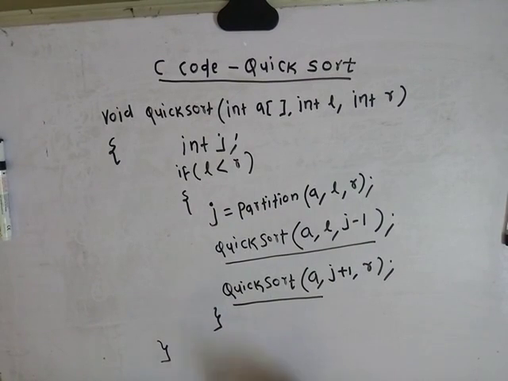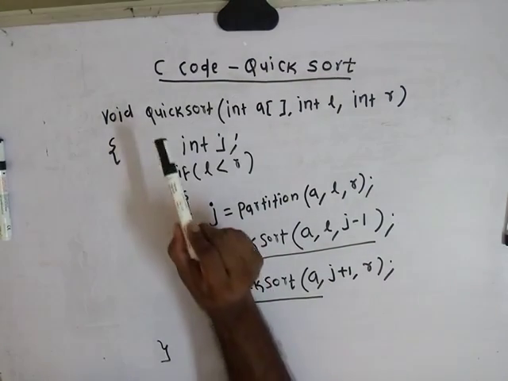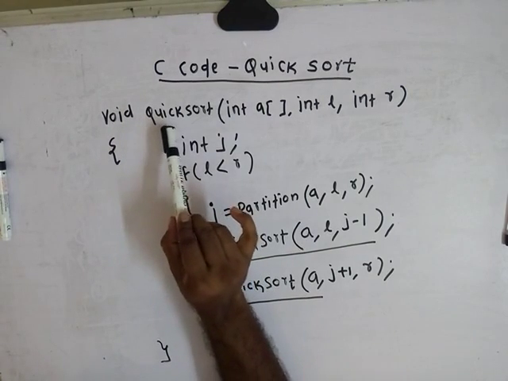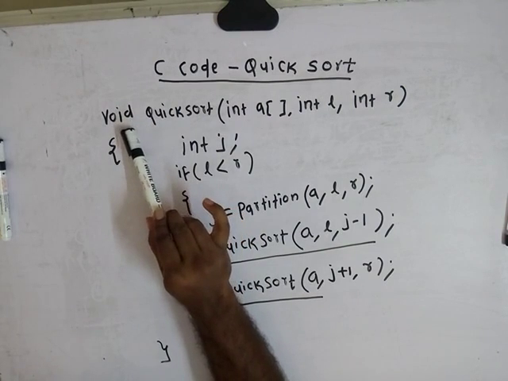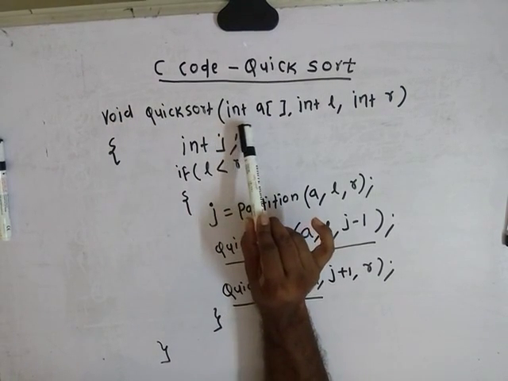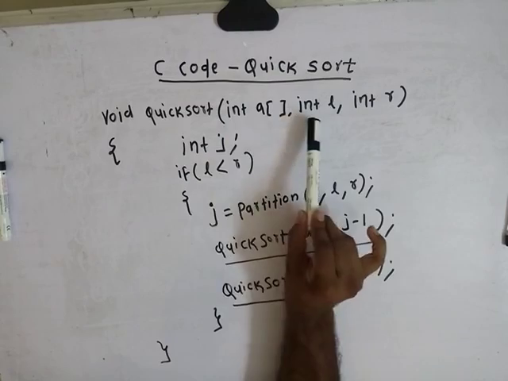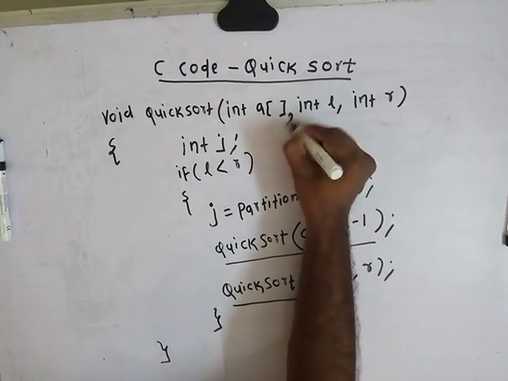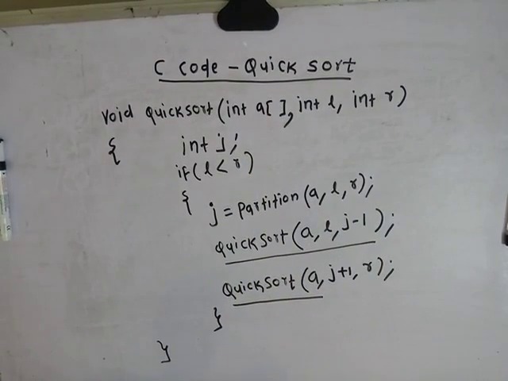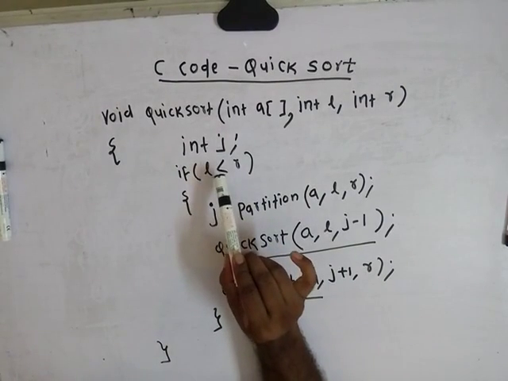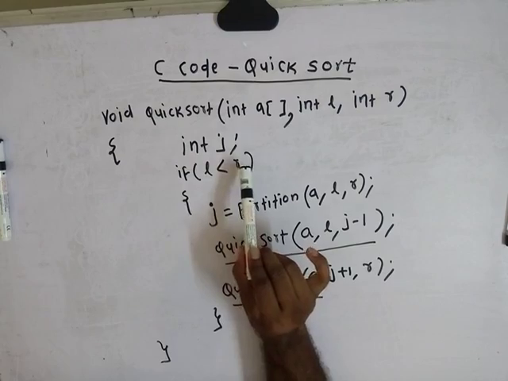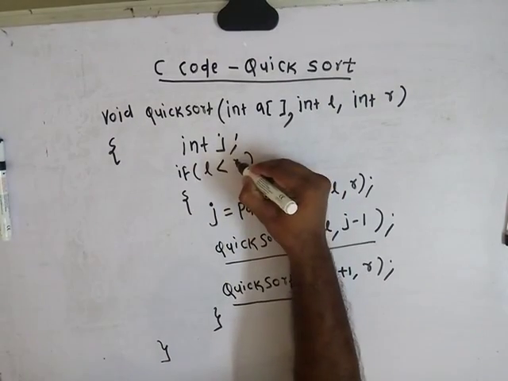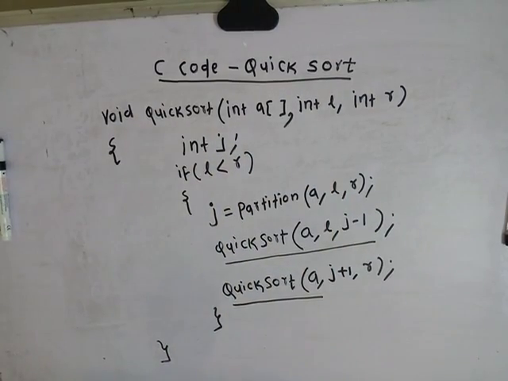Okay. So let me just summarize what we did. Quicksort is a function which does not return anything, so that's why the return type is void. To this quicksort function we are passing the array to be sorted, the left index of the array and the right index of the array. So we are checking whether the left bound is less than right bound, right? That means there are more than one element in this array.